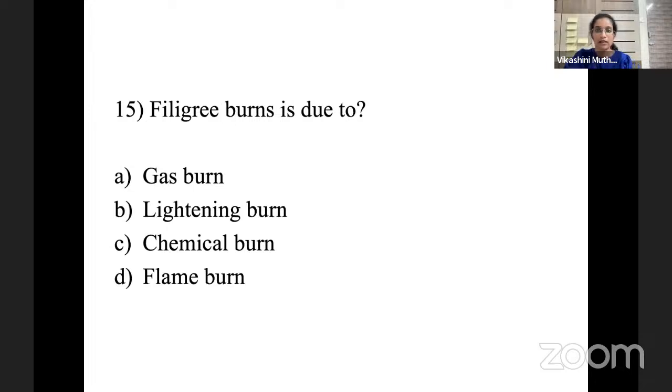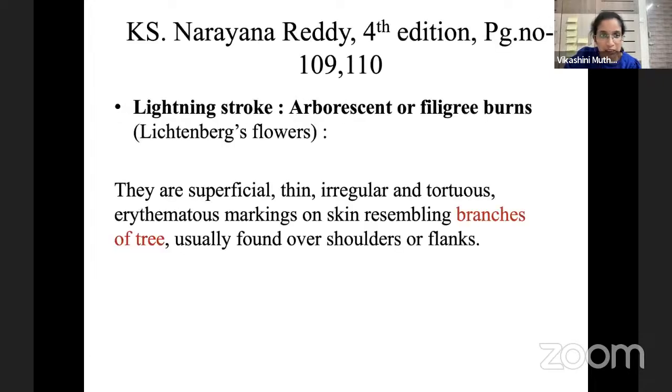So now next, moving to the next question. Filigree burns, come on, it's very easy question. Yes, it's when the lightning burns. It's caused by the lightning burns, and it's also called as arborescent or the filigree burns, and it resembles the lichen bug flowers. See, this is basically a filigree burns.